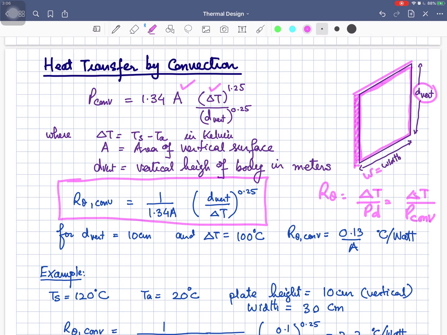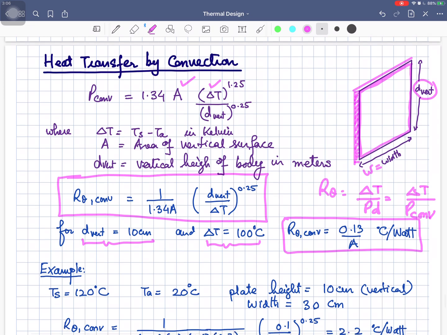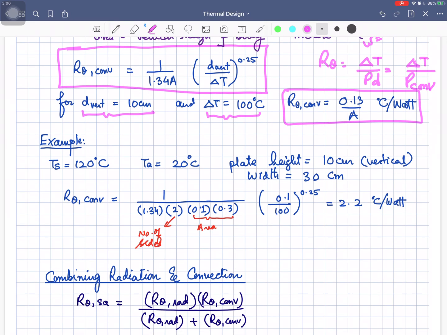Now for a temperature difference of, let's suppose, 100 degrees centigrade and a vertical height of 10 centimeter, the thermal resistance for the convection process will be 0.13 by area degree centigrade per watt. So let's suppose that we have a plate whose height is 10 centimeter and whose width is 30 centimeter, and we want to calculate its thermal resistance for the convection process.